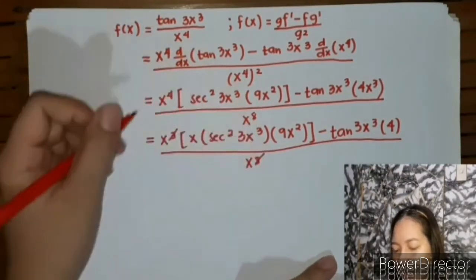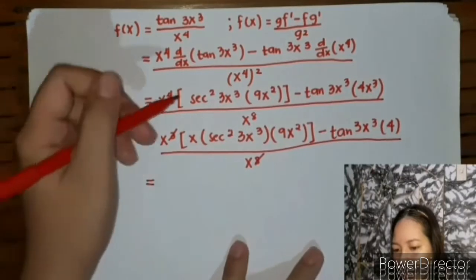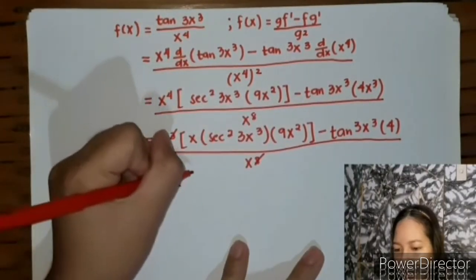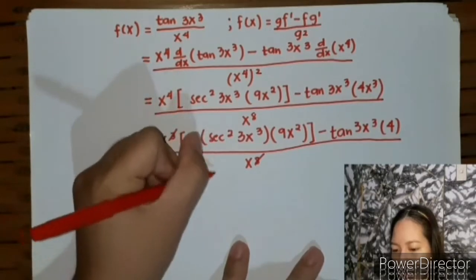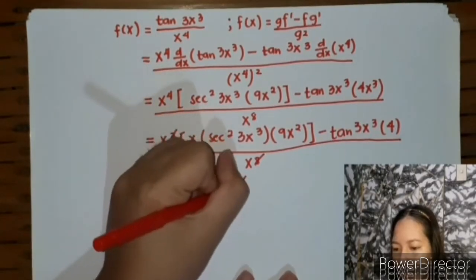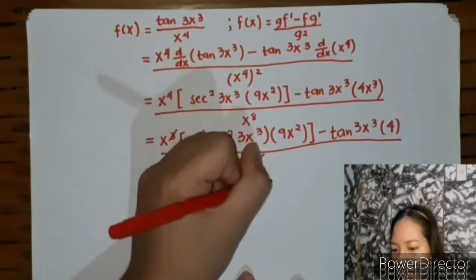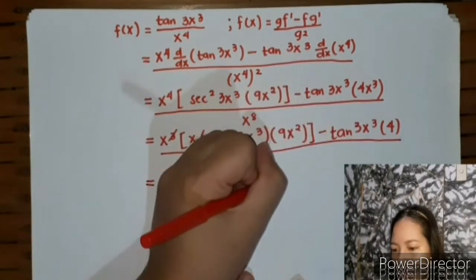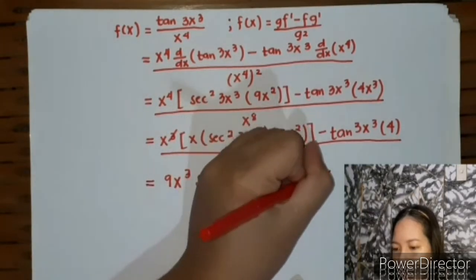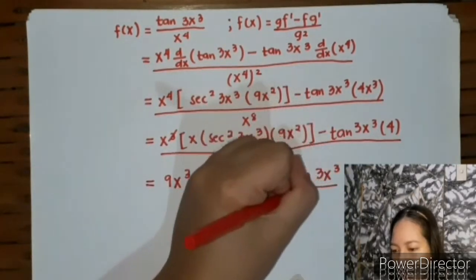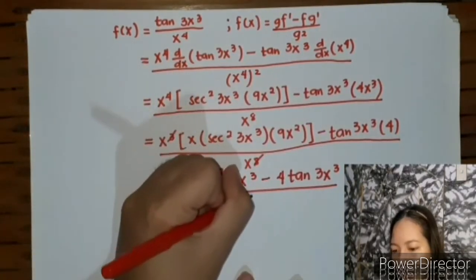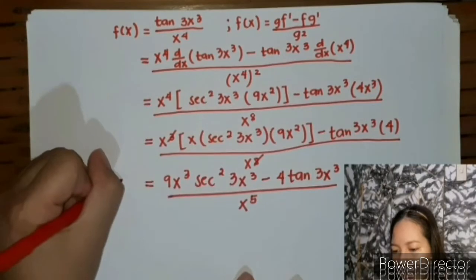We can cancel x cubed from x raised to 8. It will become x multiplied by 9x cubed will become 9x cubed. Just copy sec squared 3x cubed, minus 4 multiplied by tan 3x cubed will become 4 tan 3x cubed, all over, it will become x raised to 5.